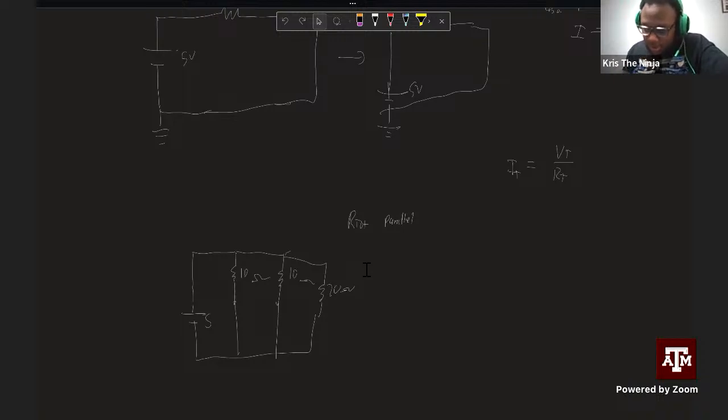So the total of the parallel circuit is equal to 1 over R1 plus 1 over R2 and so on, for however many resistors you have.